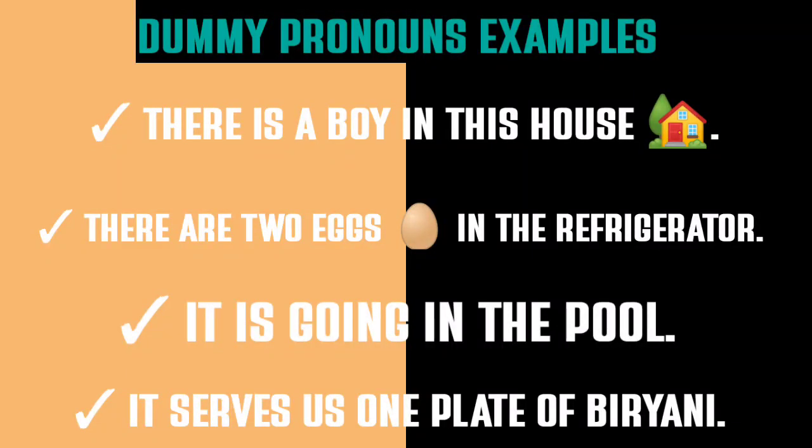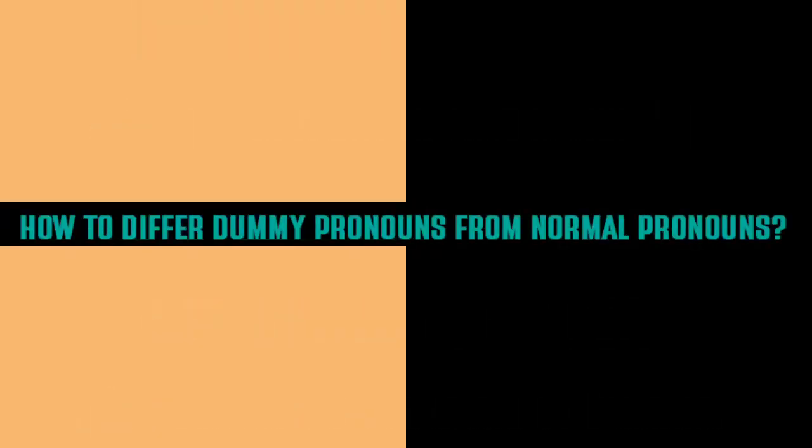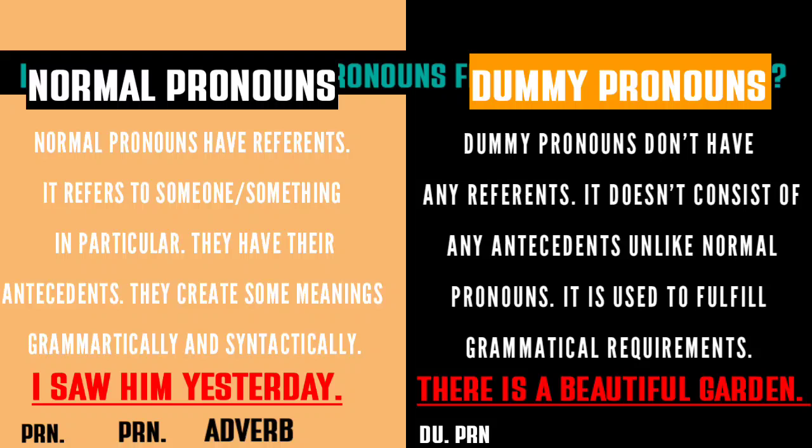Well, let's explain all of those things one by one through some examples. In my first example, you can see, there is a boy in this house. In the second example, there are 2 eggs in the refrigerator. In the next example, it's going in the pool. All of these are written with dummy pronouns. They don't give any specific meaning about any specific person. If I take this example, it's going in the pool, "it", which is a dummy pronoun, doesn't give any specific sense about any person or any material. It doesn't have any connection with other nouns or pronouns in the sentence. So they are dummy pronouns.